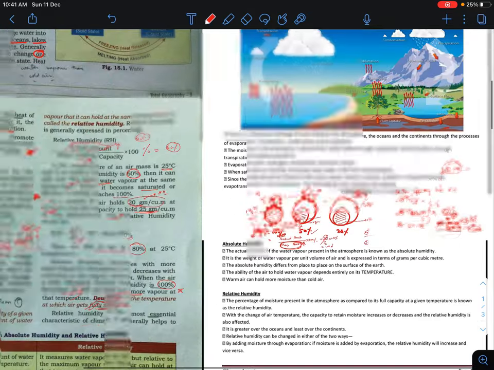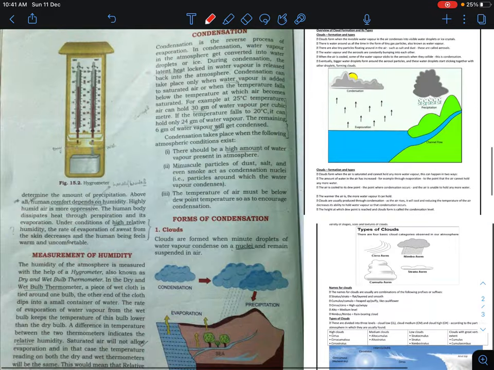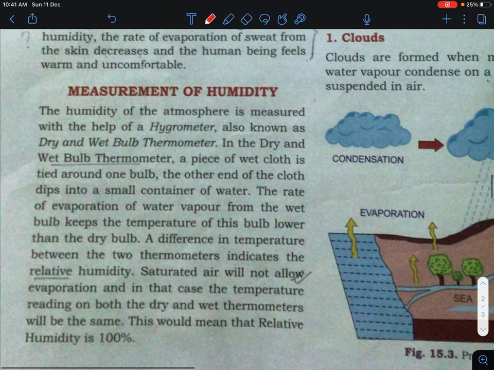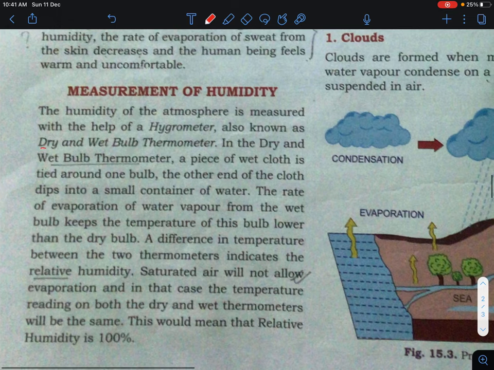Now we will study the next topic. The second point is the measurement of humidity. The humidity of the atmosphere is measured with the help of a hygrometer, also known as a dry and wet bulb thermometer. This is a measuring instrument, and through this we measure the humidity of the atmosphere.